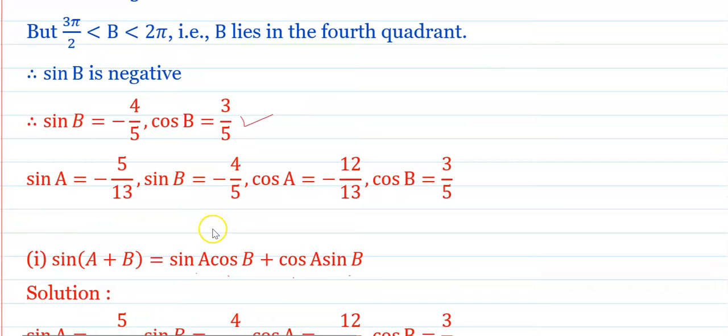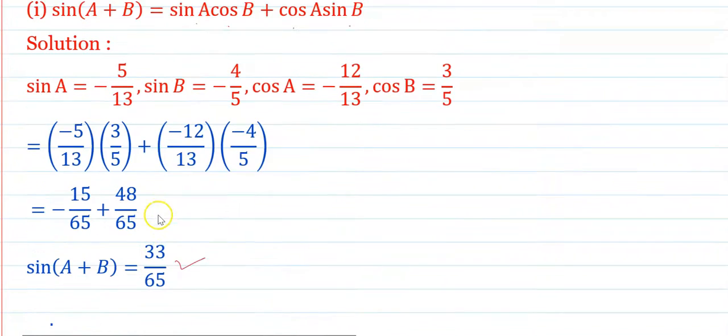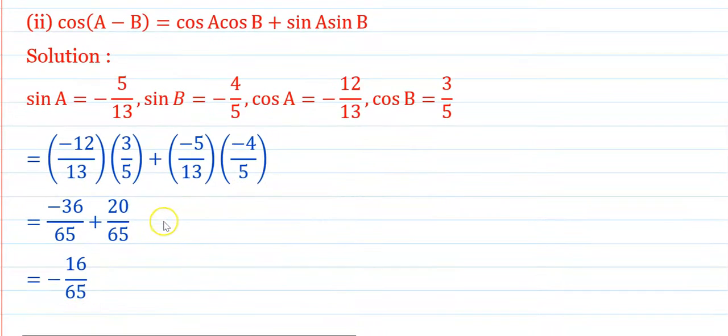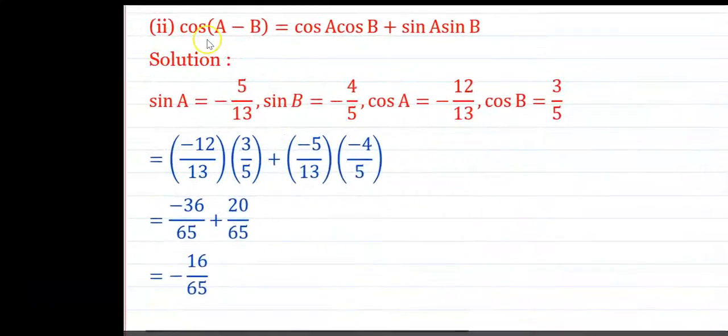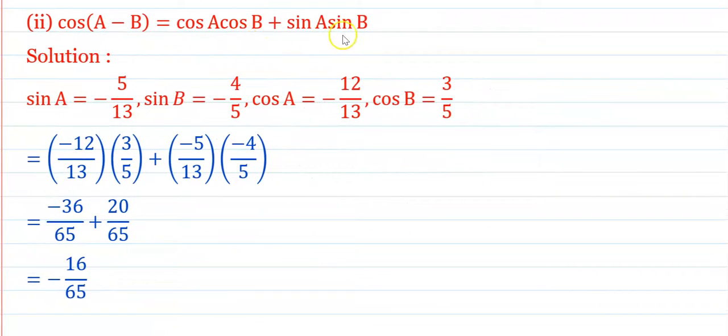Okay, next, cos of A minus B. Cos of A minus B is equal to cos A into cos B plus sin A into sin B. But what is sin A? Sin A is minus 5 by 13, sin B is minus 4 by 5, cos A is minus 12 by 13, cos B is 3 by 5.